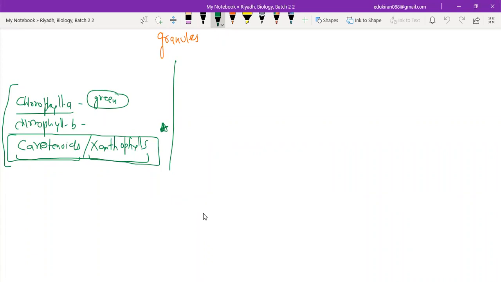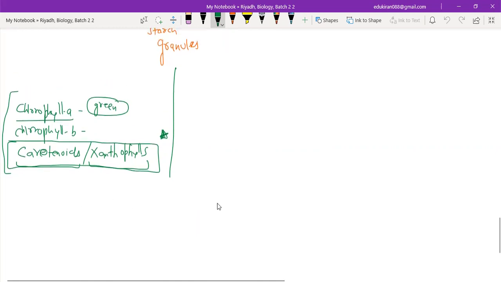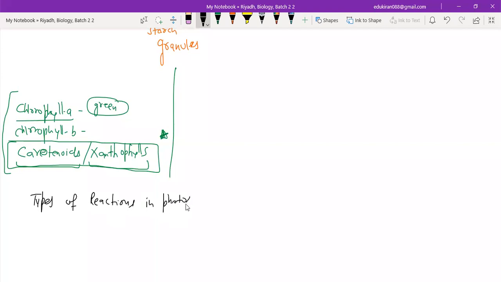The first kind of reaction, this will come under types of reactions in photosynthesis. Okay, so first will be called photochemical reactions.